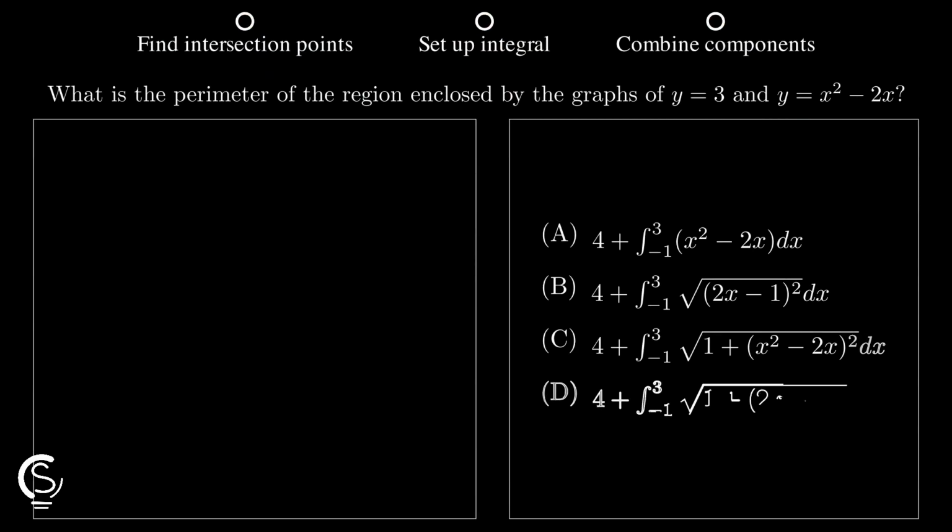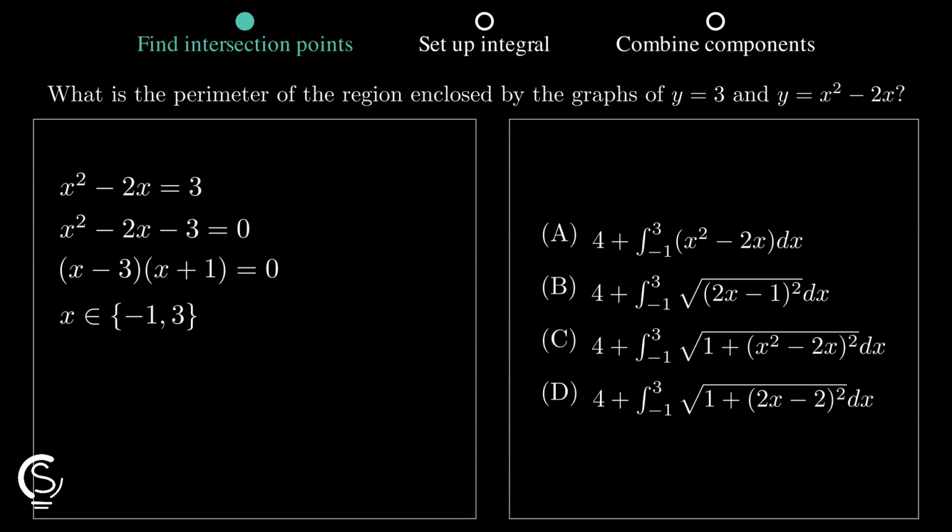First, set the curves equal to find where they meet. Solving x squared minus 2x equals 3 gives x equals -1 and 3. These are our integration limits. Boom!